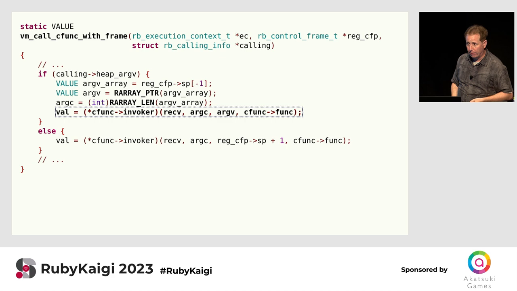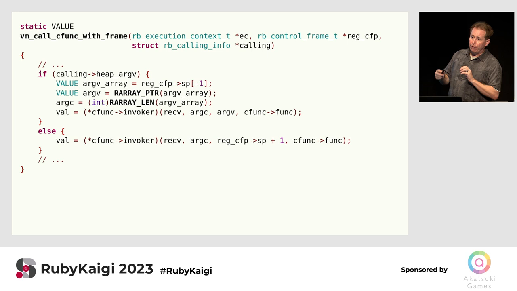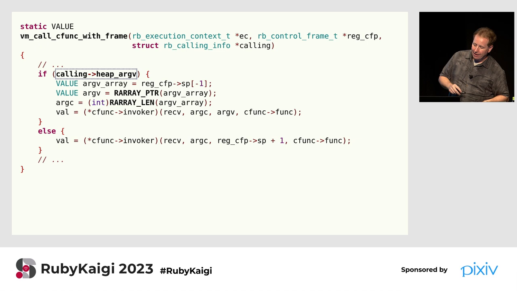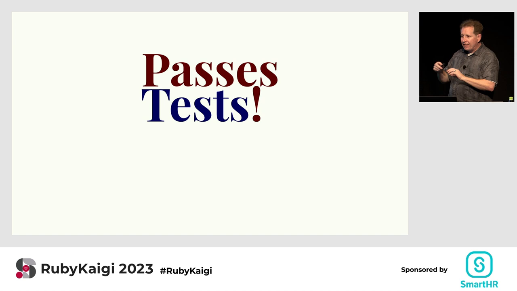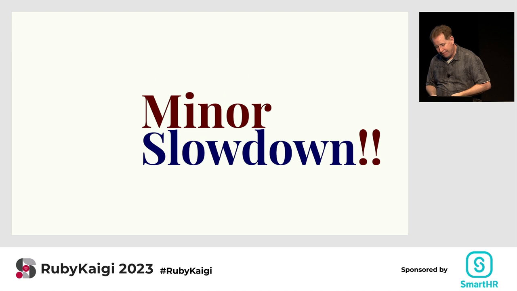And while the changes I went over are the most important changes, there were a few changes needed in other functions, mostly to check if the heap argv flag was set and to adjust argument handling in that case. Now, I don't have time in this presentation to discuss the other places that needed to be changed, but it required adding about 5 different checks for the heap argv flag. So after making those changes, it did not take much more work to get Ruby's test suite passing with this change. Now, unfortunately, while the test passed, the change resulted in a minor slowdown.